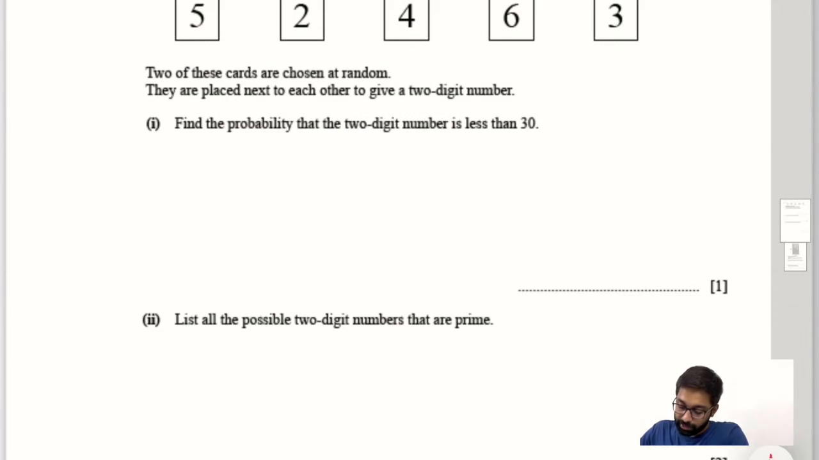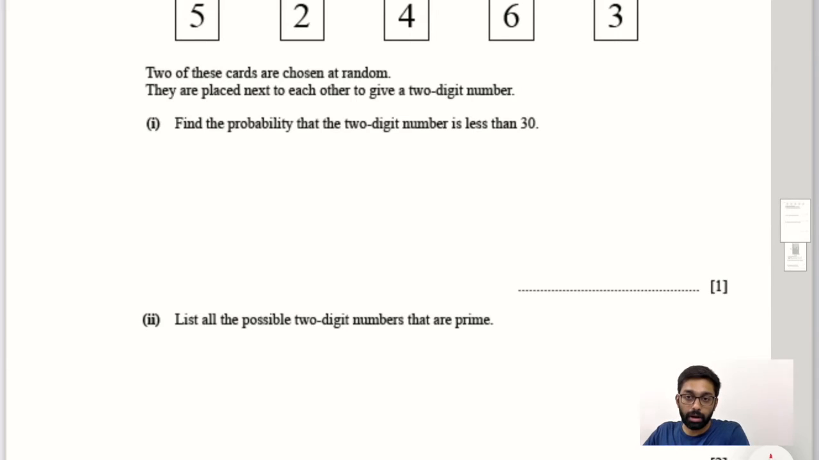Let's start. We have 5 numbers in front of us: 5, 2, 4, 6 and 3. The question says, 2 of these cards are chosen at random. They are placed next to each other to give a 2-digit number. Find the probability that the 2-digit number is less than 30.